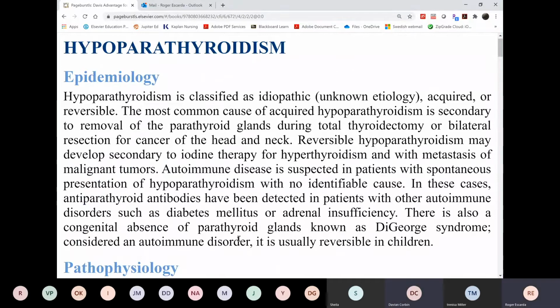All right? So this could be a select all that apply question. Which of the following are known causes of hypoparathyroidism? Select all that apply.